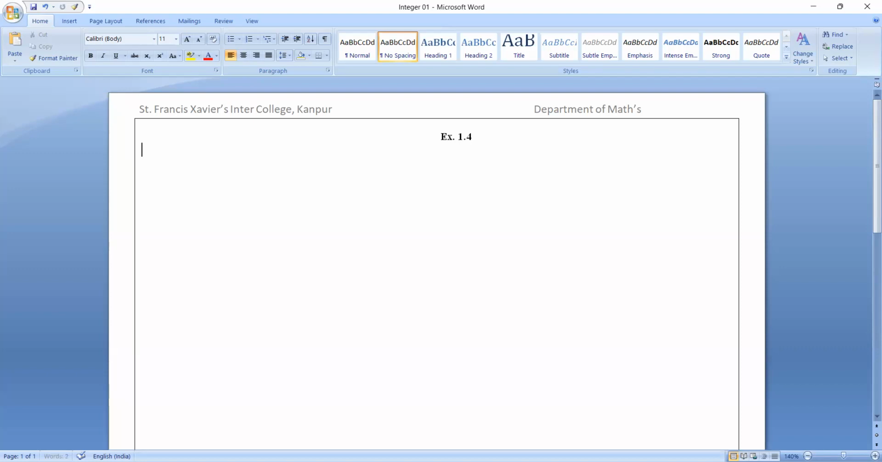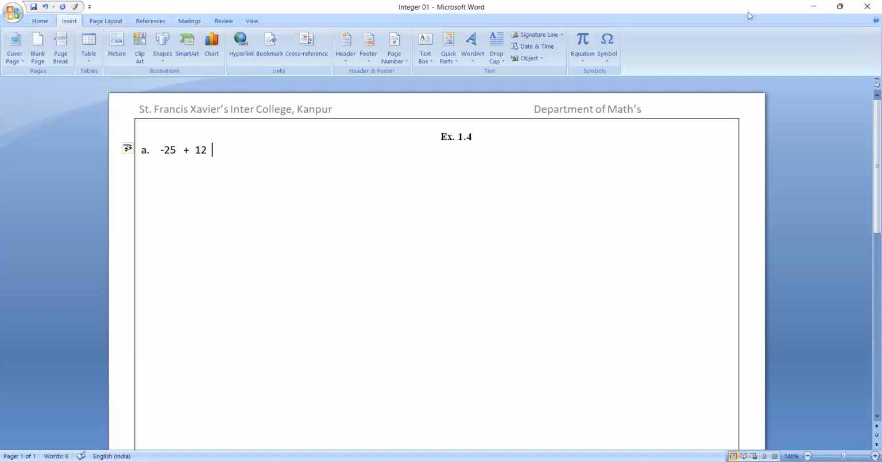Question number A is given: minus 25 plus 12, divided by 9 minus 3. I told you I have to use this division symbol as well, but we are using Excel, so no problem in this. So my dear students, I just increased the font as well.